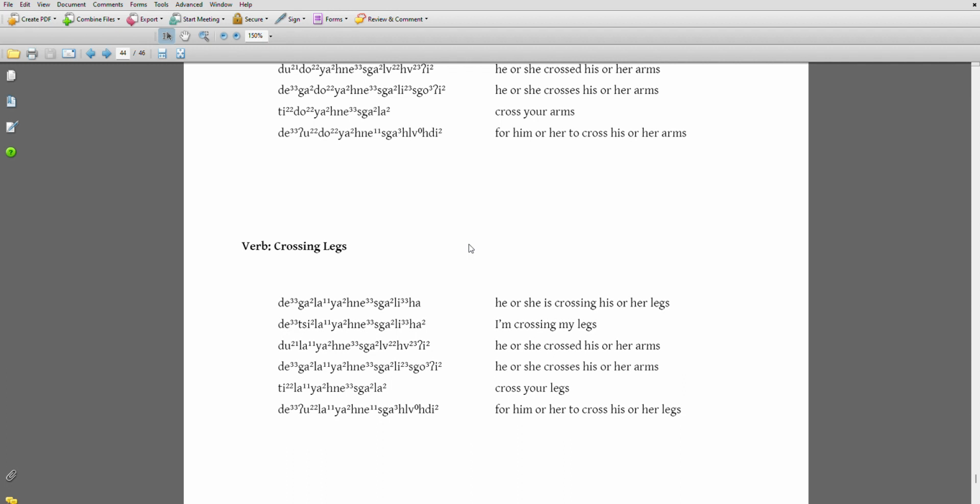Tilaya neska long. Cross your legs. Teulaya neska sti. For him or her to cross his or her legs.